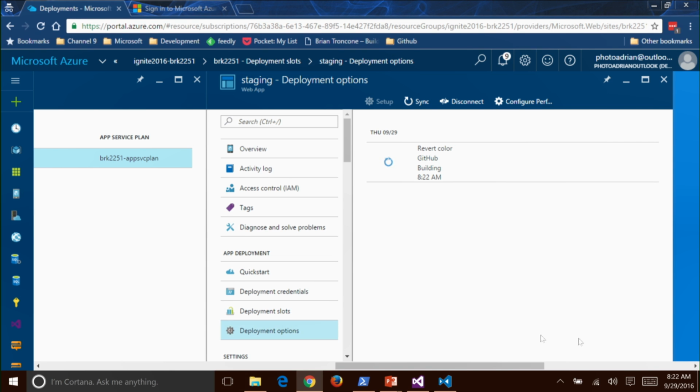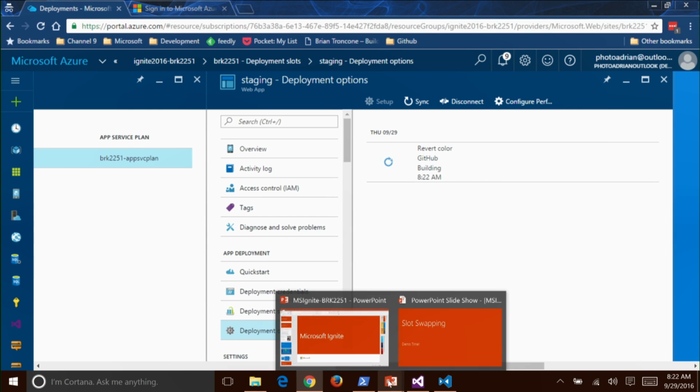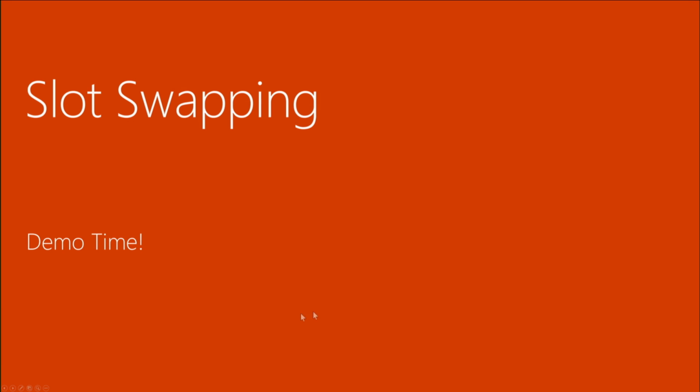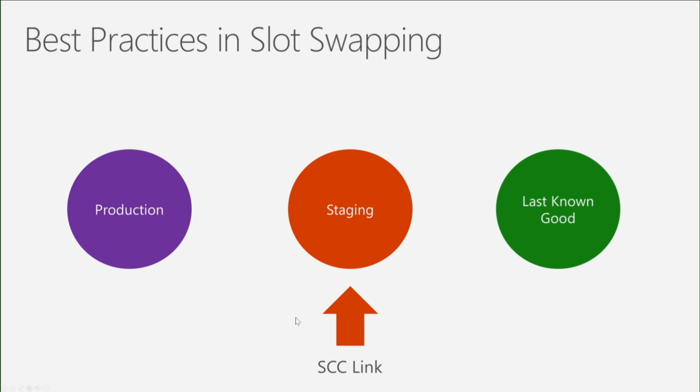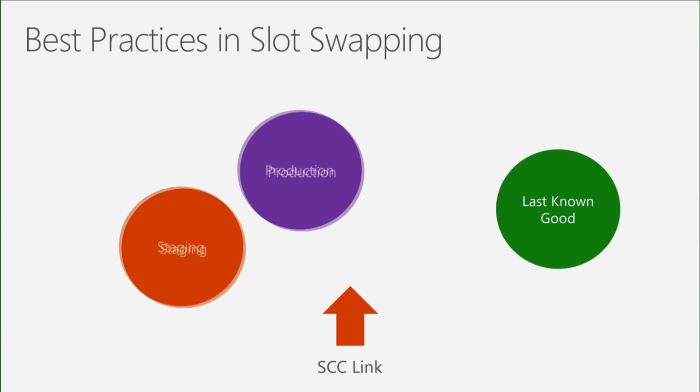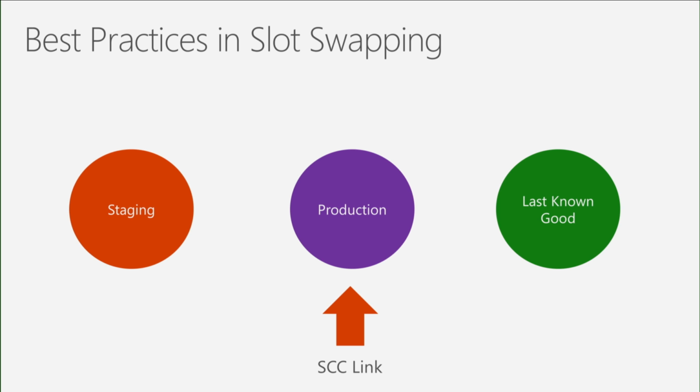Now, in terms of slot swapping, there's kind of a best practice, which is to have at least 3. I'm currently deploying to the staging site. I'm brand new web app. I've already got my production app. So the first swap I'm going to do is to put the staging site into production.